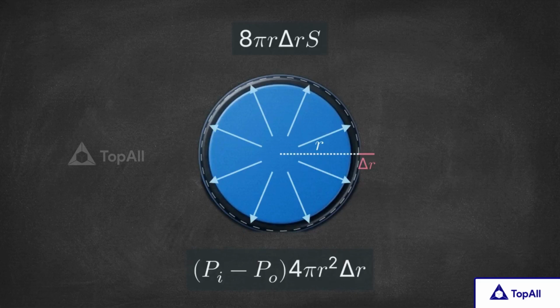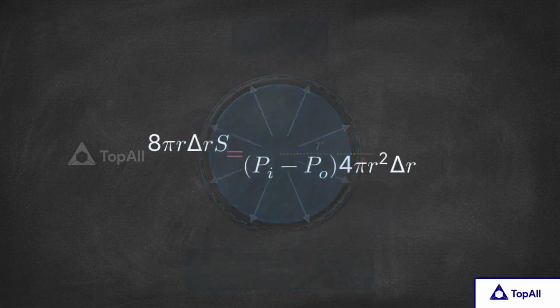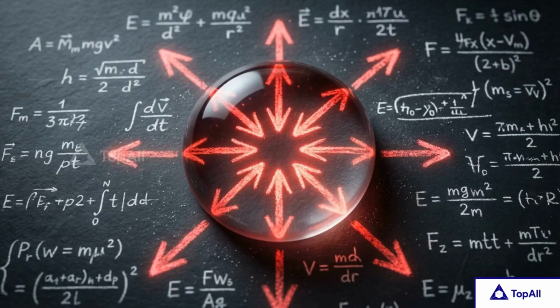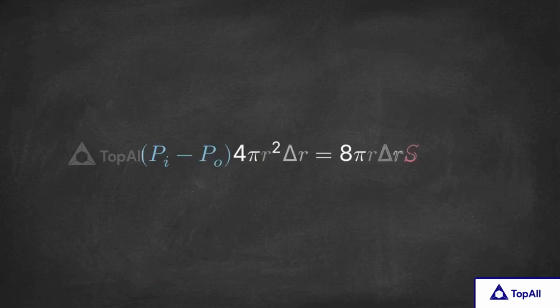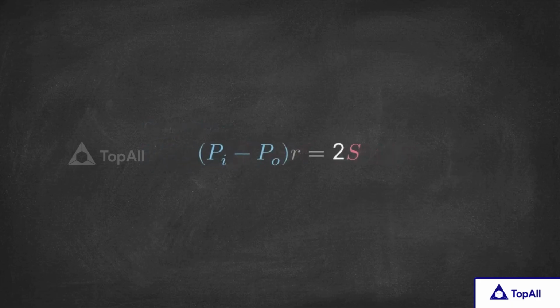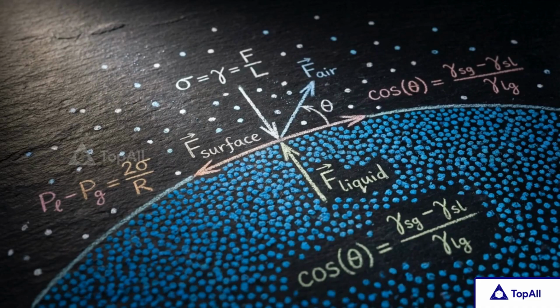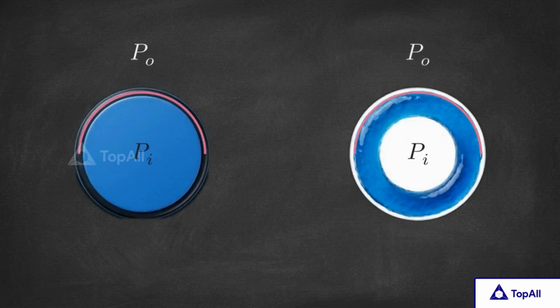In a stable drop, the energy required to stretch the surface must exactly equal the work performed by the internal pressure. This balance requires the pressure inside the drop to be higher than the pressure of the surrounding atmosphere. When we simplify that equation, we find that the excess pressure equals 2 times the surface tension divided by the radius. This establishes a consistent rule for fluid interfaces. The concave side of a curved liquid surface always maintains a higher pressure than the convex side.